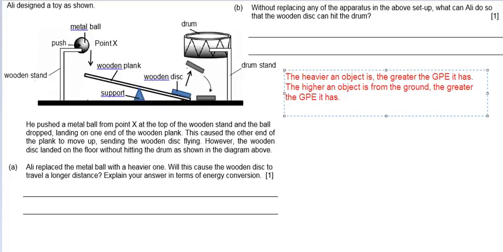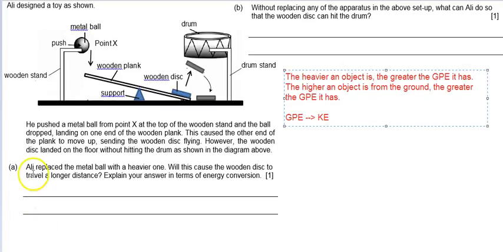All right. Okay. So we also know that gravitational potential energy is converted into kinetic energy as it drops down, as gravity pulls it downwards. So the higher the gravitational potential energy, the higher the kinetic energy. So when Ali replaced the metal ball with a heavier one, this will cause more kinetic energy hitting the plank, and this downward kinetic energy is transferred to an upward kinetic energy, and therefore there is a higher chance that the wooden disc will hit the drums.